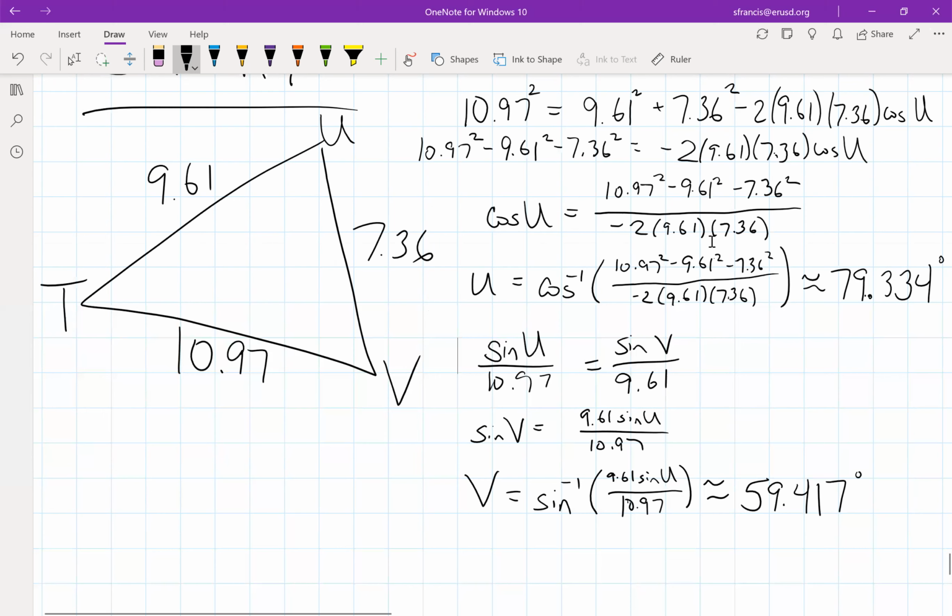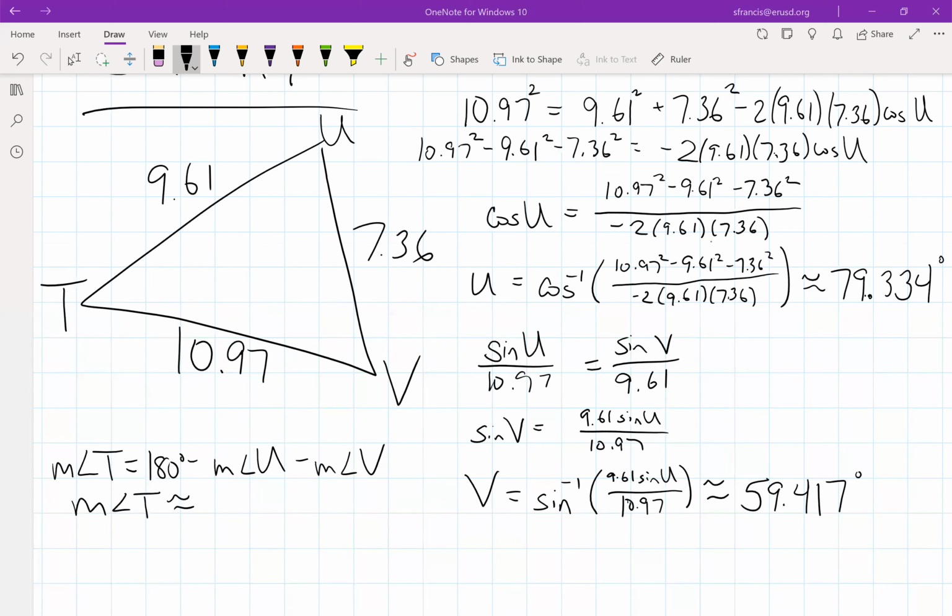And then last but not least, to find angle T, just subtract from 180 the measure of angle U and the measure of angle V. Let the calculator do all the heavy lifting, and you're going to get 41.249 degrees approximately.